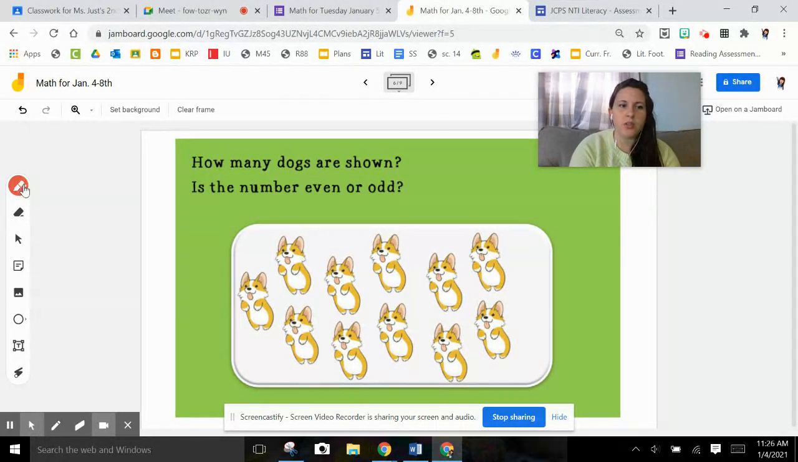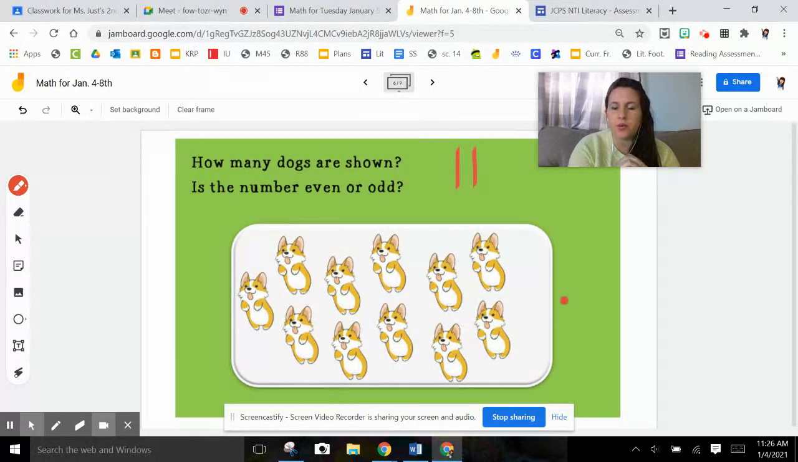So first thing we want to do is find out how many we have in this image. I'm just going to count with my pointer. 1, 2, 3, 4, 5, 6, 7, 8, 9, 10, 11. So I've got 11 puppy dogs. I'm going to write my number 11 so I remember that. Now, some of you might already be smart enough to know that 11 is either an even or odd number without needing to show any work. For those of you that don't know, this is a way for you to check your work.